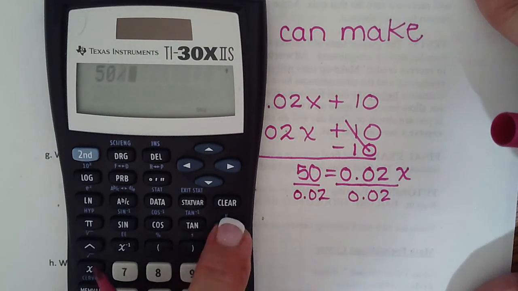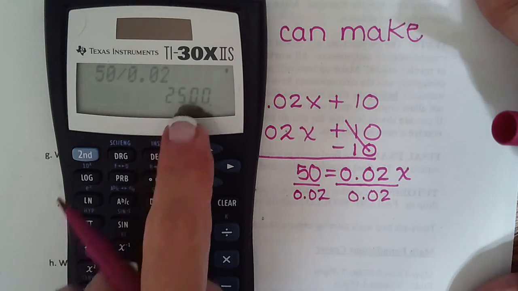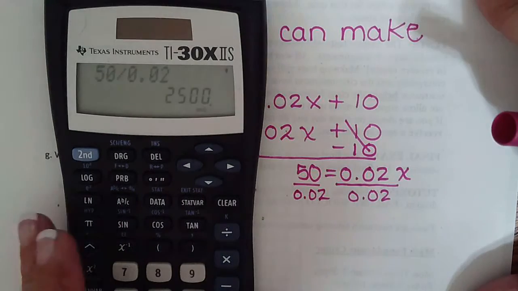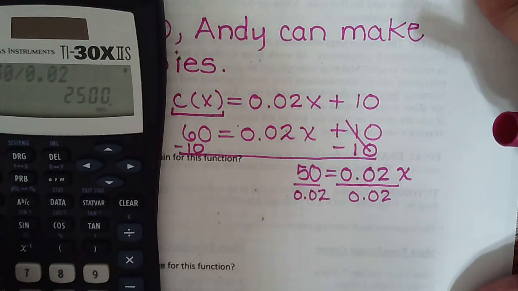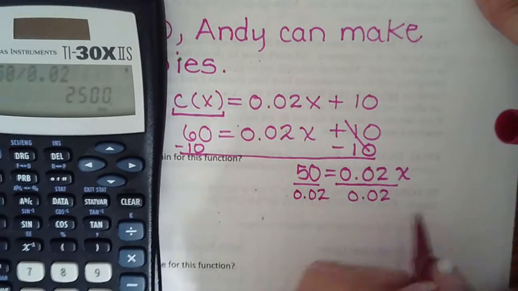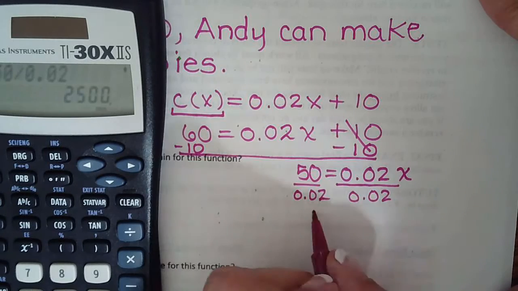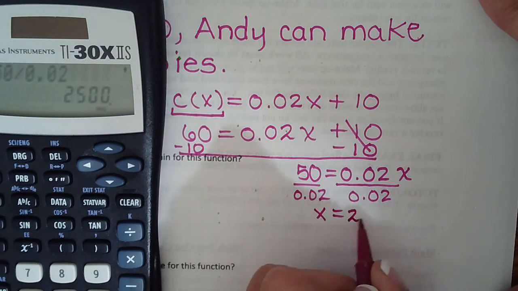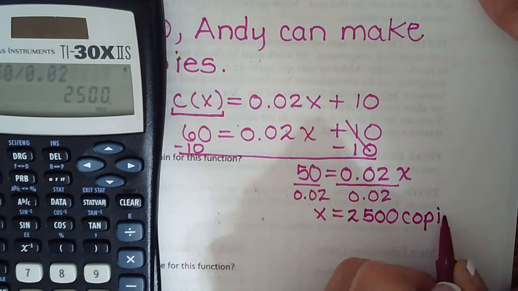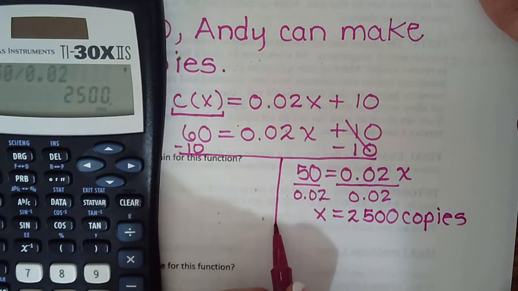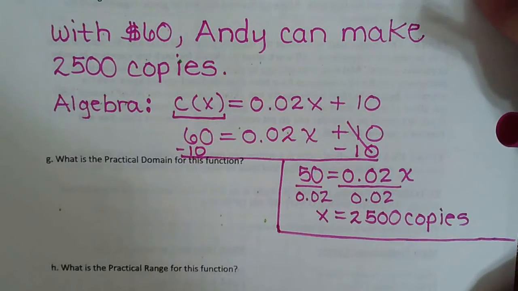But I just want you to know that lots of times the answers won't be in the table, so you have to be able to derive it using your equation. And that's why we make the equation, so we can find all different values. So X equals 2,500 copies. Now let's just write it right here. So that's the algebraic way if it had not been in the table. So now you know how to do both.